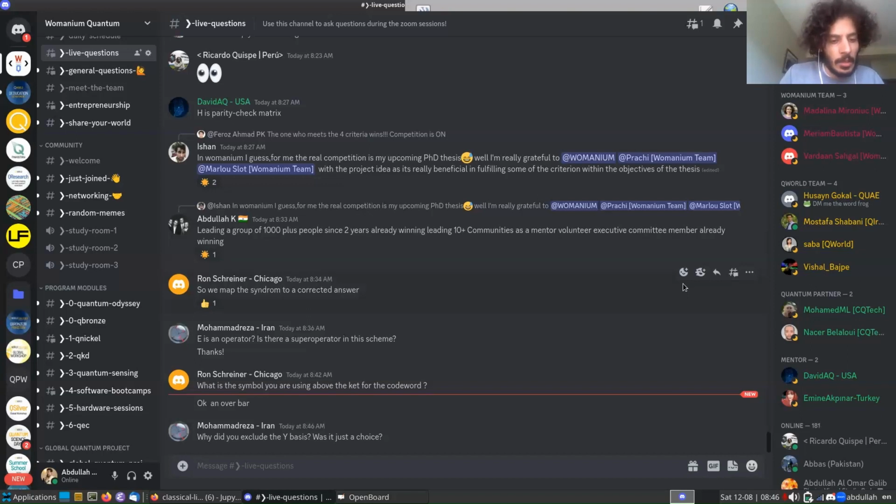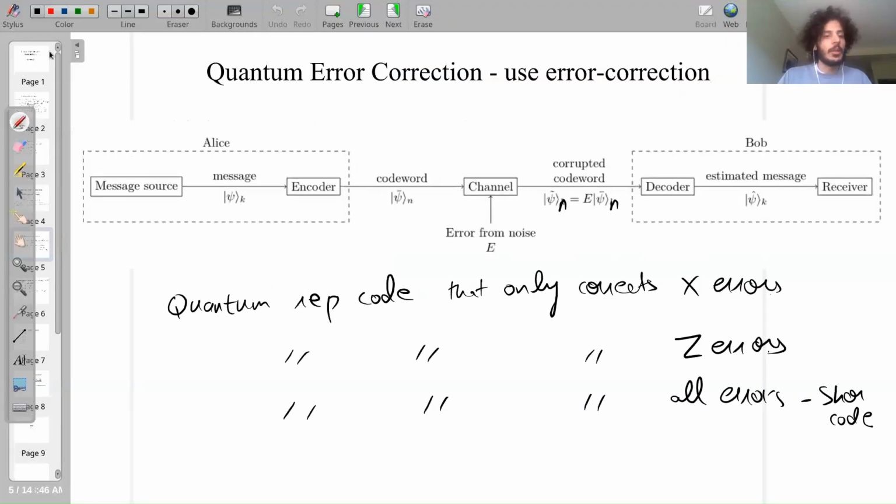Mohammed Raza asks, why did you exclude the Y basis? Was it just a choice? No. Y is just actually X times Z. I should remind you that Y is just iota times ZX, I hope that's correct, it's not XZ. Yeah, I think that's correct. So basically Y is just a combination of Z errors and X errors. There's nothing interesting about Y except that it's a combination. And what we will see is that in the Shor code, if you can correct the X errors and the Z errors, then the Y is automatically correctable, the way the procedure works.